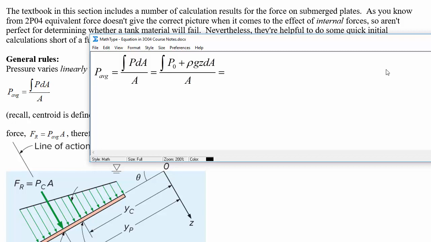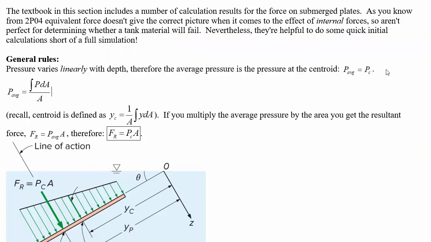And then what do we get here? We can take out the surface pressure plus rho g, and we're going to be left with the integral of z dA over A, and that is P naught plus rho g z bar. Now this z bar, look at that, that's the z coordinate of the centroid. So this is just equal to the pressure at the centroid. And there we go. The average pressure is the pressure at the centroid.